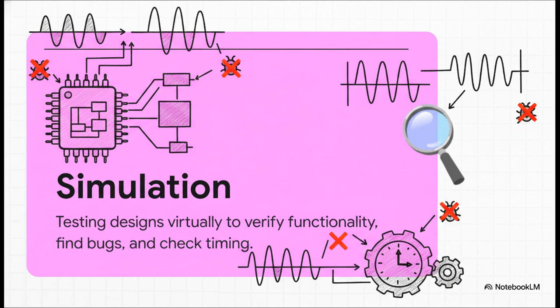And this is a massive advantage of using HDLs. Before you spend millions of dollars manufacturing a physical chip, you get to test your entire design virtually. Simulation lets you verify that your logic actually works, catch those nasty bugs, and ensure the timing of all your parallel operations lines up perfectly. Finding an error in simulation takes minutes. Finding it after the chip is manufactured, that could literally ruin a company.